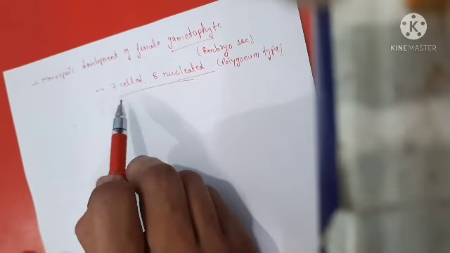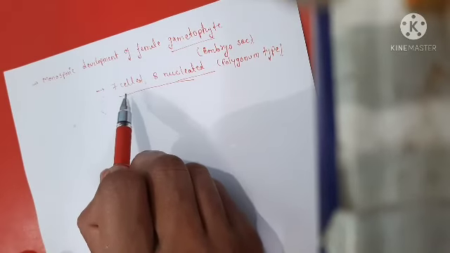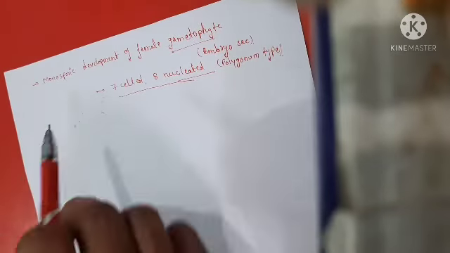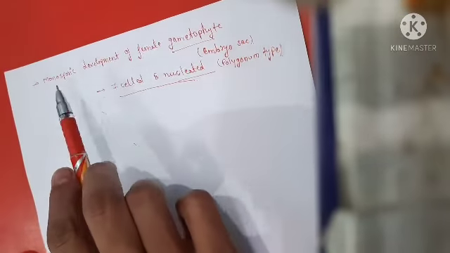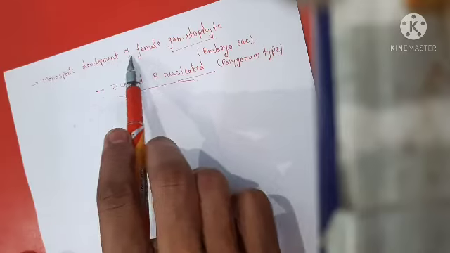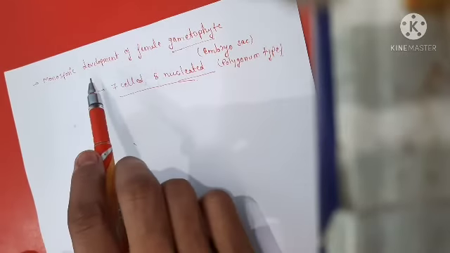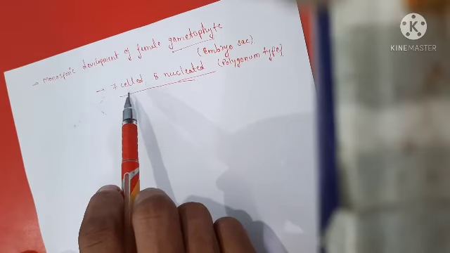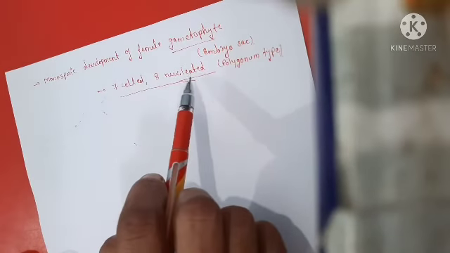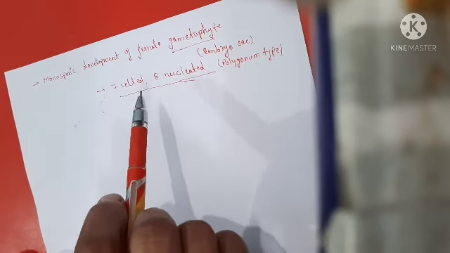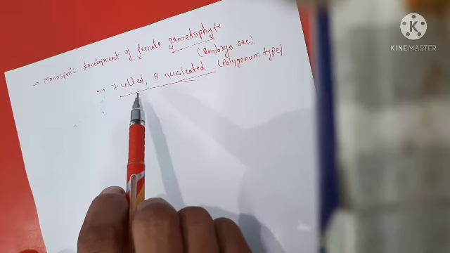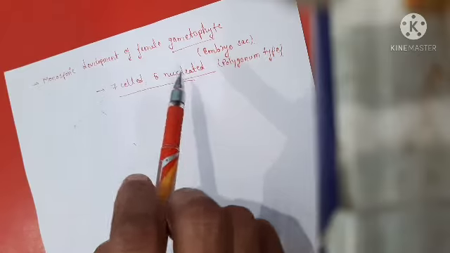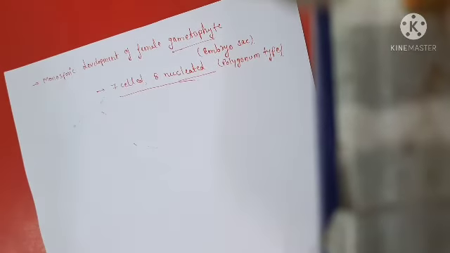Okay friends, this will also be asked in the board examination: explain the 7-celled 8-nucleated structure. The question is asked in 3 ways. First, explain monosporic development of female gametophyte. Second, explain development of embryo sac. Or third, the question may be asked as explain 7-celled 8-nucleated. If the question is made harder, they ask explain 7-celled 8-nucleated. So the question is asked in 3 types, but the answer is the same. Now we explain the answer.